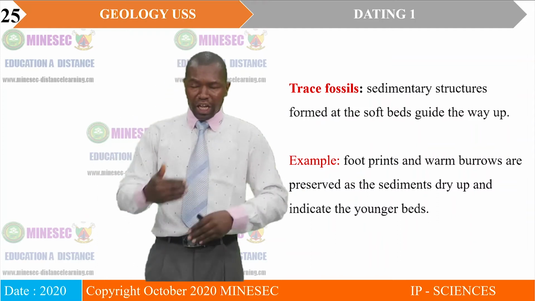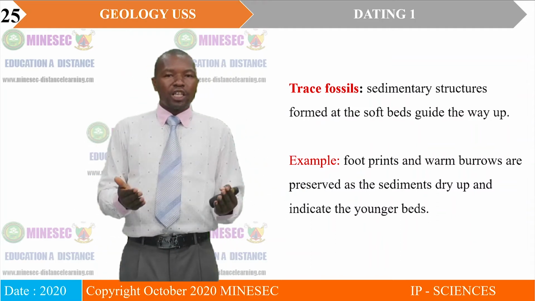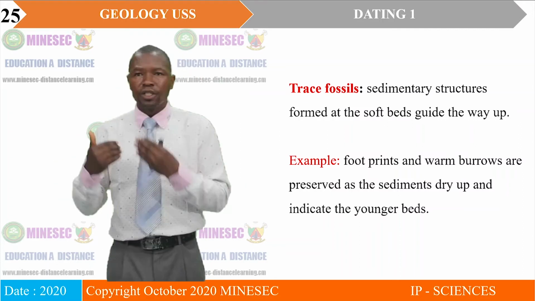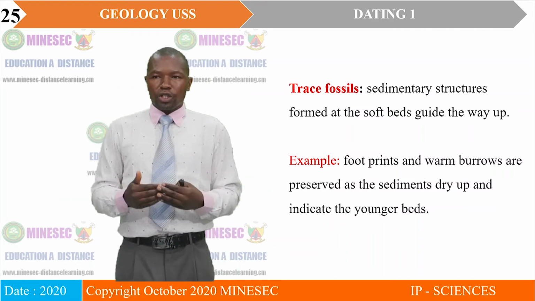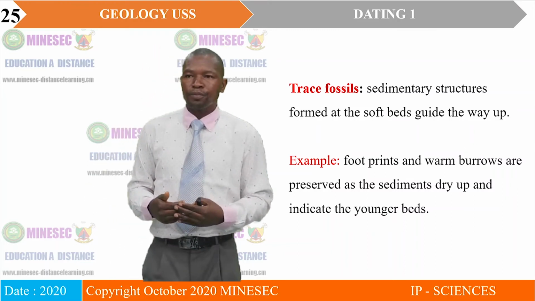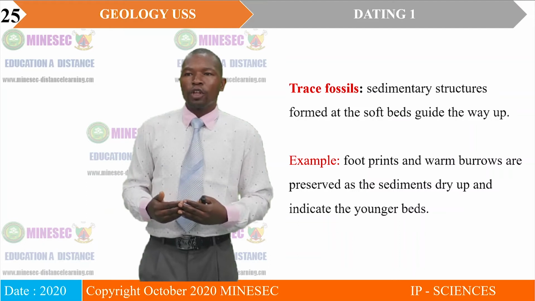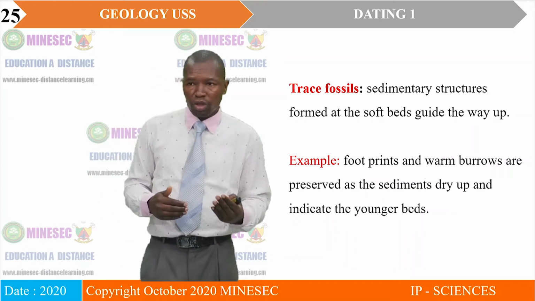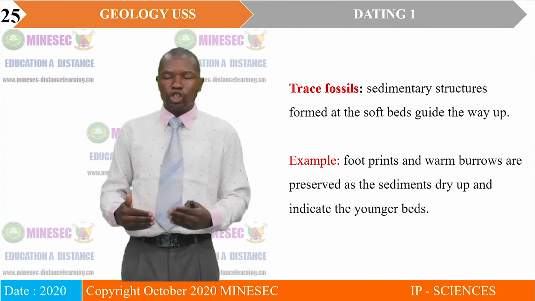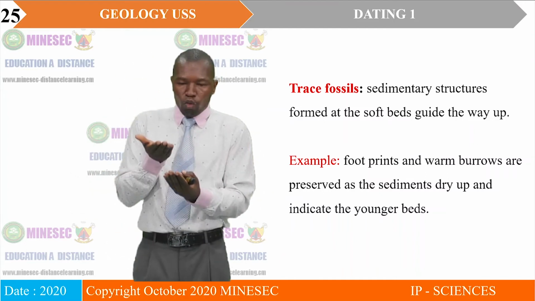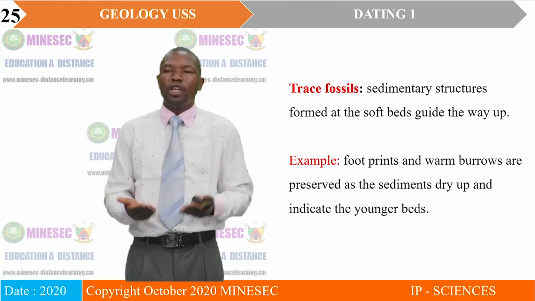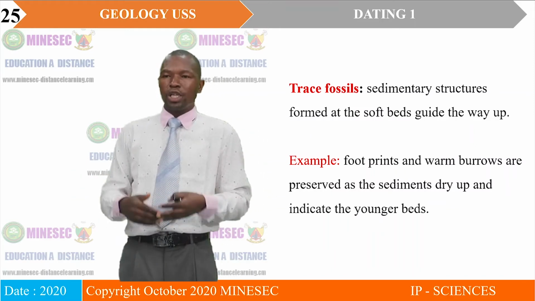Then trace fossils, those are fossil impressions. They will most likely be found in sedimentary rocks, not just all kinds of sedimentary rocks, but most likely fine-grained sedimentary rocks. These structures are most likely on soft surfaces, especially during formation. Therefore, they will help us to know the way up. For example, footprints and worm burrows are preserved as the sediments dry up, and they will indicate the direction of younger beds. Therefore, when we see footprints, we should know that it is the top, and beneath the footprints should be the base, and the base will be older while the top is younger.